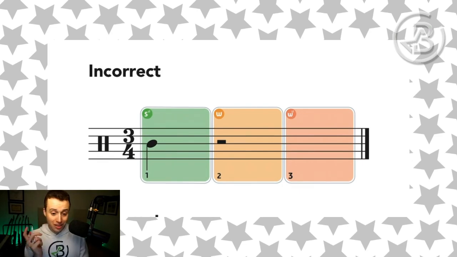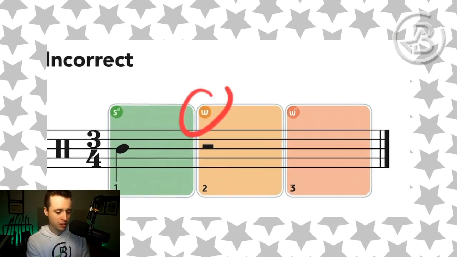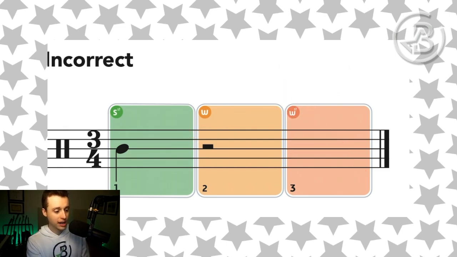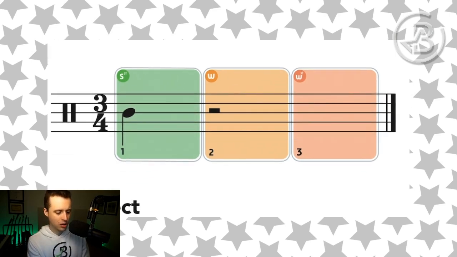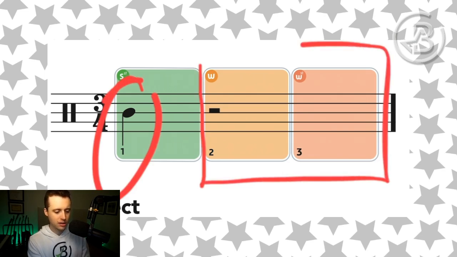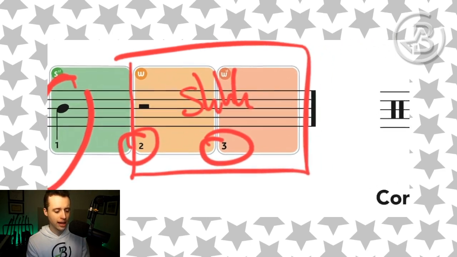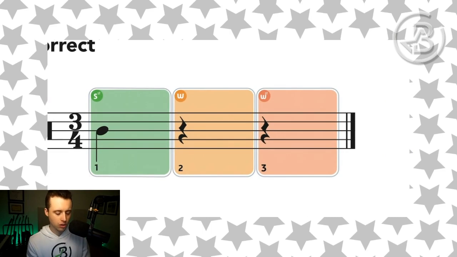Okay, so this is incorrect because it is breaking rest rule number 2. You cannot have a rest start on a weak beat and last into the next beat. No, cannot have that. So let's break down what we want to have happen here. We want a sound on beat 1, and then we want 2 beats of silence. We want beat 2 and 3 to be silent. How are we going to write that correctly? There you go, just like that.